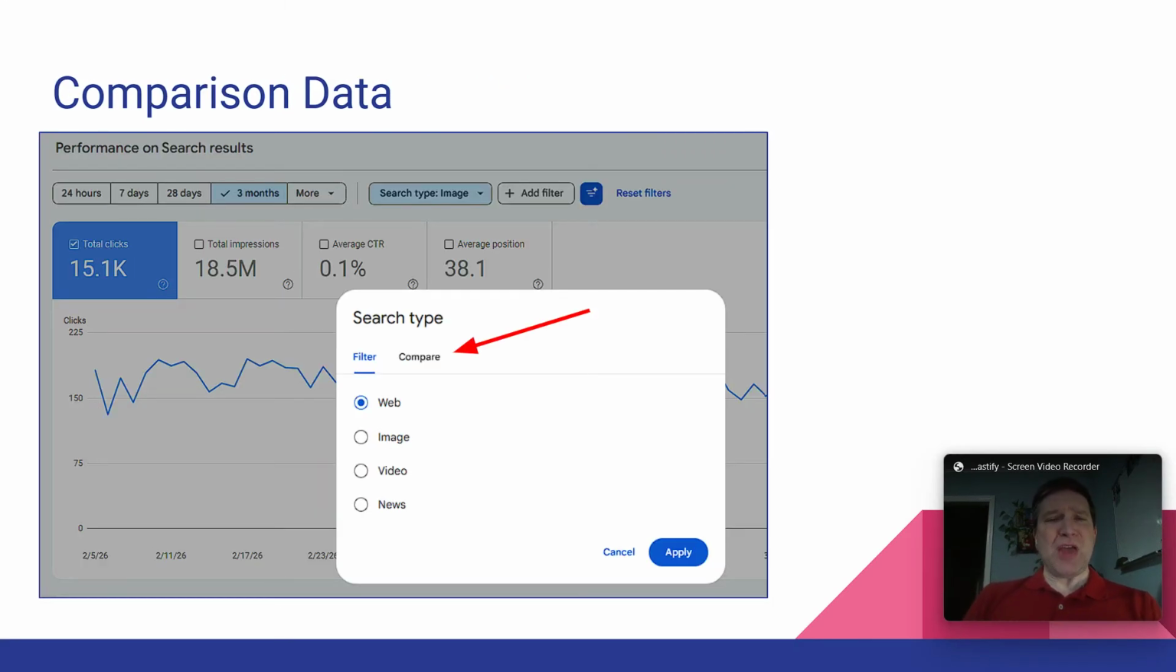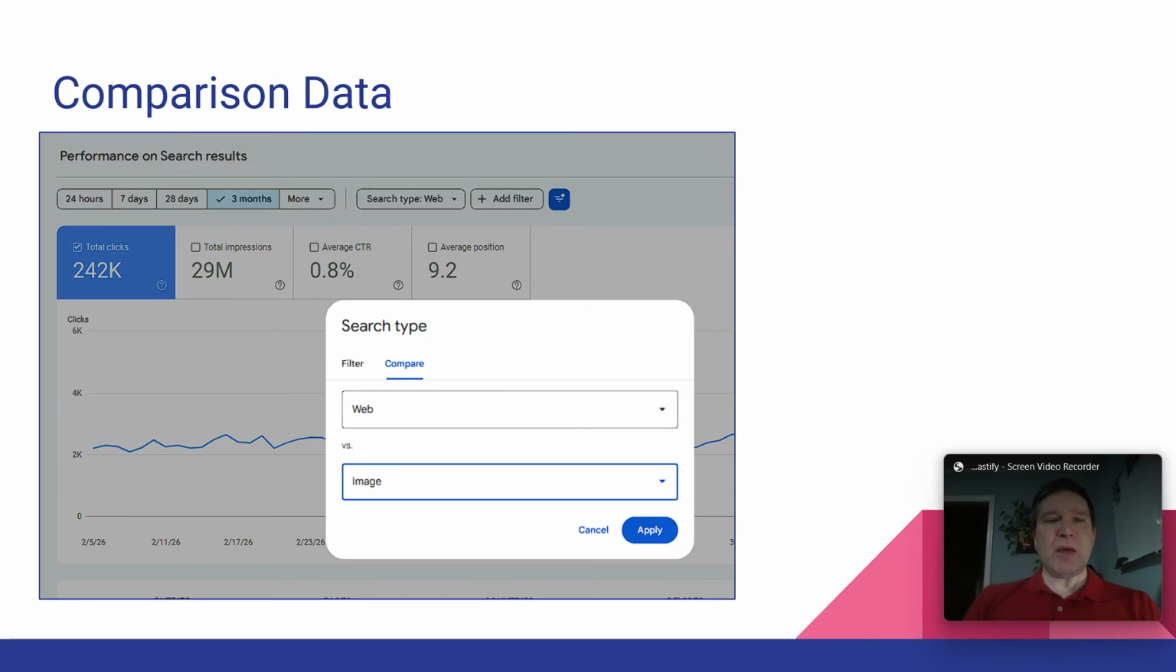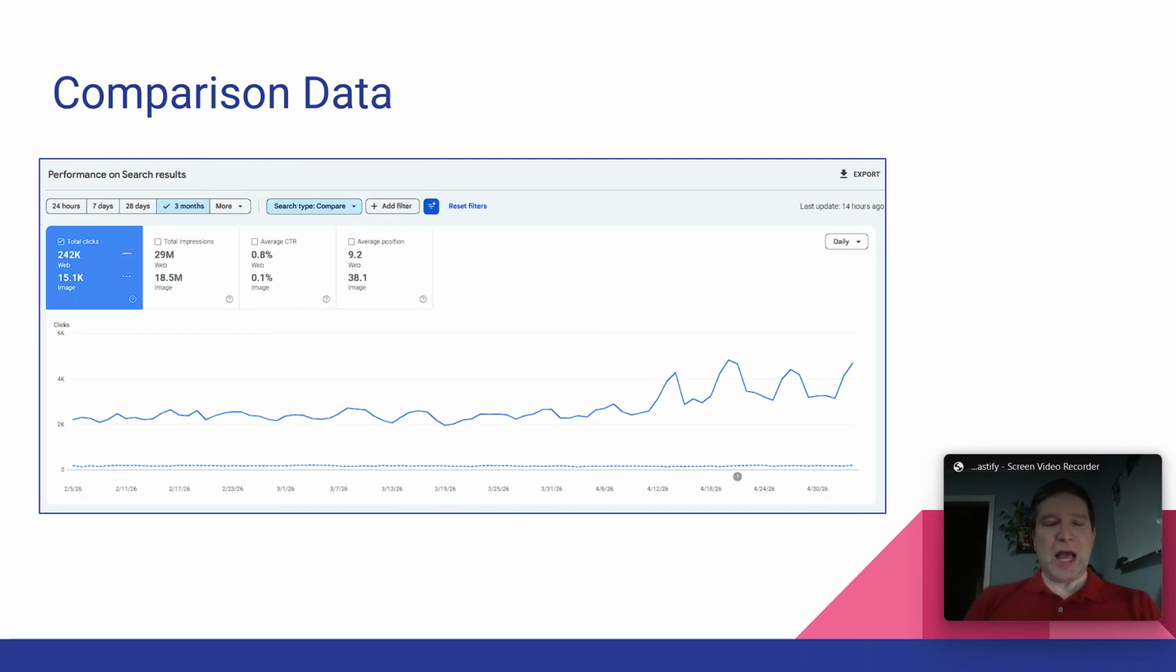Comparison data. Pretty much every filter now has comparison data. For example, we have search type here. You could always choose web, image, video, or news in Search Console, but now you can compare the different kinds of data. Here we have an example comparing web to image. And then here's what the chart would look like. Obviously, I get a lot more web traffic on this site than image traffic, so the dotted line is pretty much along the bottom, and the web data is on top.